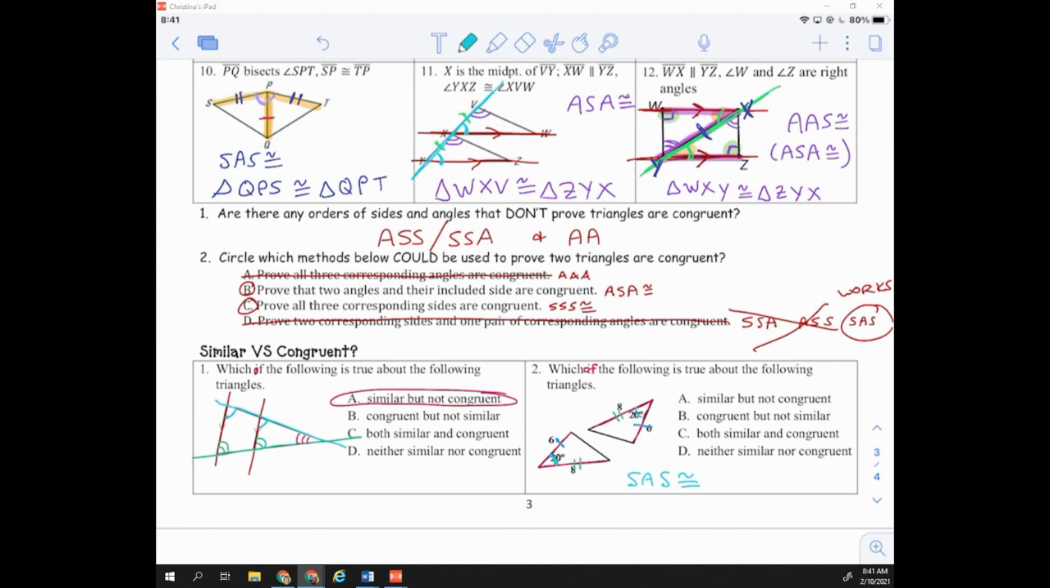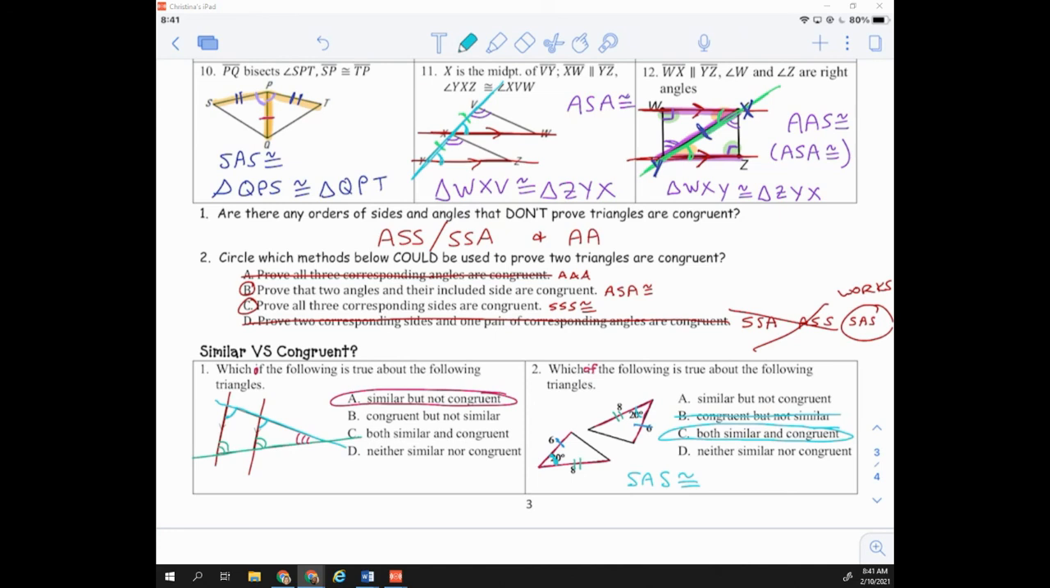Now, this one's a little tricky because there's no such thing as congruent but not similar. If they're congruent, they are similar. It's just that their ratio to one another is 1-to-1. Okay, so B is not a real option. It's not a viable option.